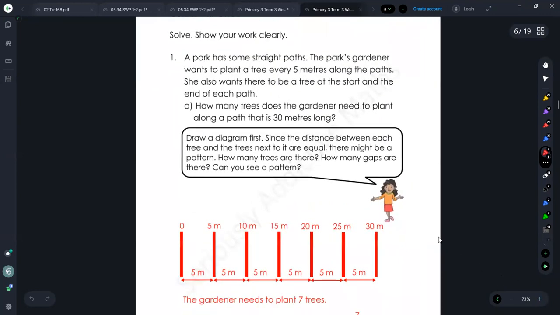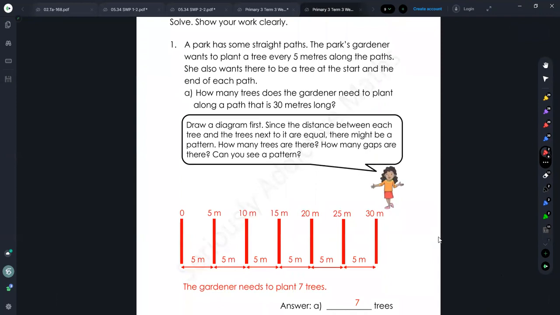The idea here is that it's a typical kind of question where somebody is to set up a lamppost or a flower pot. At the start of the line there will be a flower pot or a lamppost, and then every 5 meters, the interval of the gap, they place one more. Given that the length of the line is 30 meters, how many flower pots are there? The main thing here is they need to see a pattern, and you should draw it up for them.